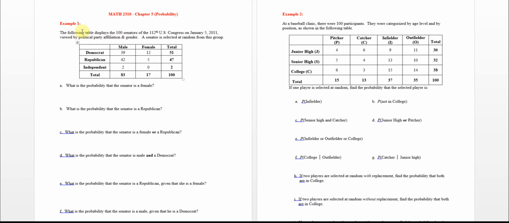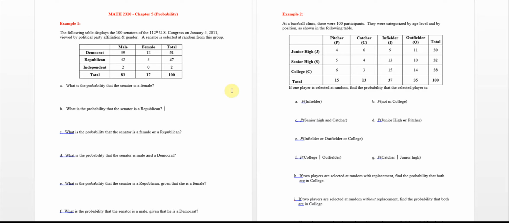So this data in particular represents the 100 senators from the 112th U.S. Congress in 2011 on a specific date. So we have two variables that are interacting with each other. We have political party affiliation and then gender. So we're going to talk about what it's going to be like to select a random member from this group, given that this is its distribution. This is what it looks like.